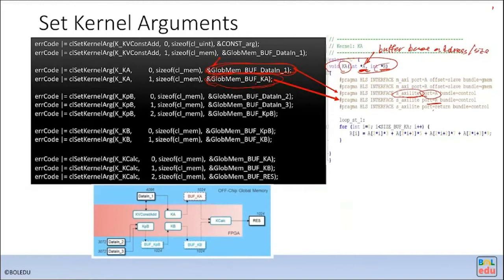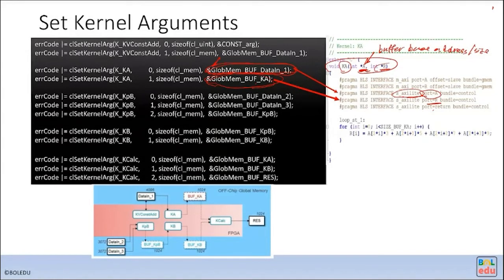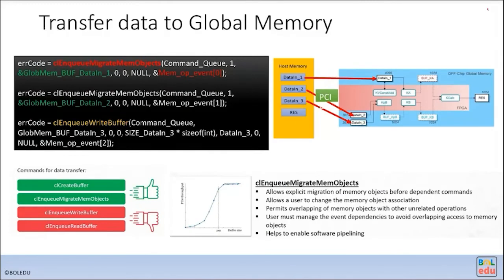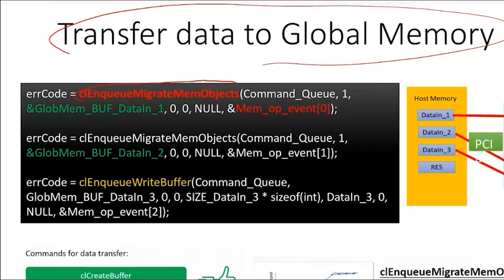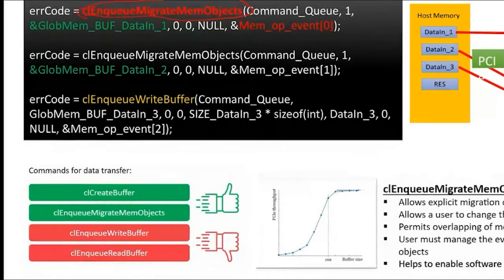Okay, so after you set up the kernel argument, the next step we will do is the data transfer to global memory. We have three data buffers that need to be transferred: data in 1, 2, 3 to their corresponding global memory buffers, and we use this command, enqueue migrate memory object.